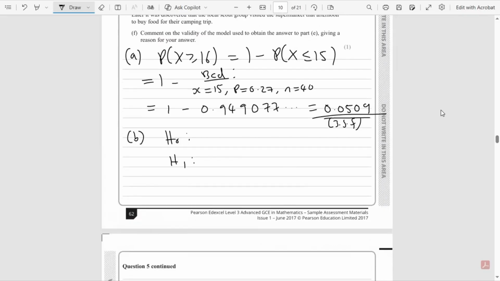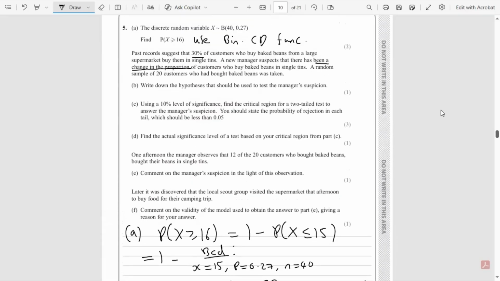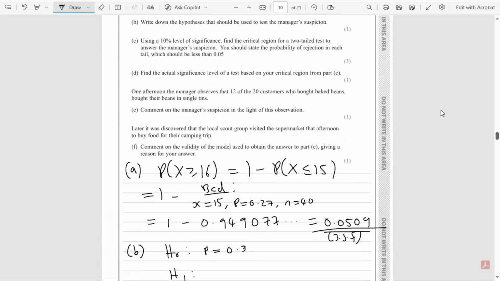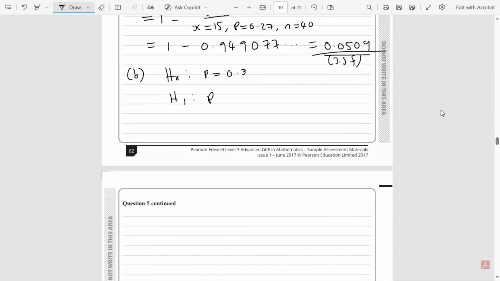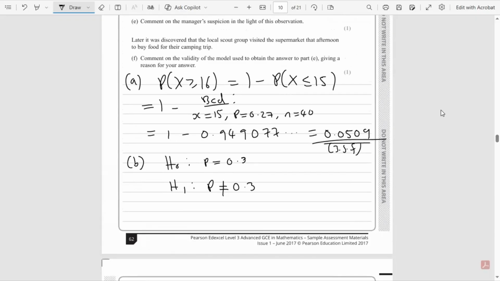So for H0, we're going to say P is equal to 0.3. That was the initial assumption. Then the manager came along with his new suspicion, and his new suspicion is that that proportion has changed, as we underlined. So this H1 is going to be P not equal to 0.3, and those would be our two hypotheses. So this is going to be basically a two-tailed test.